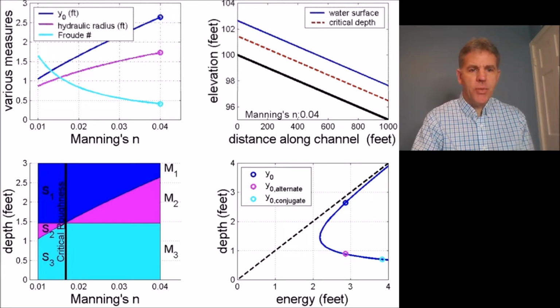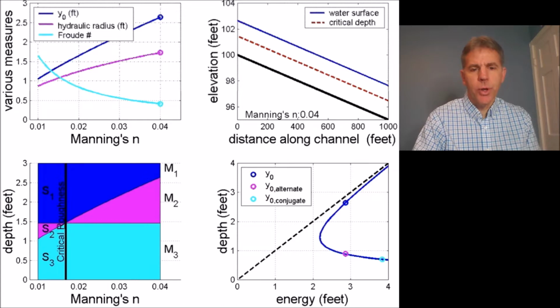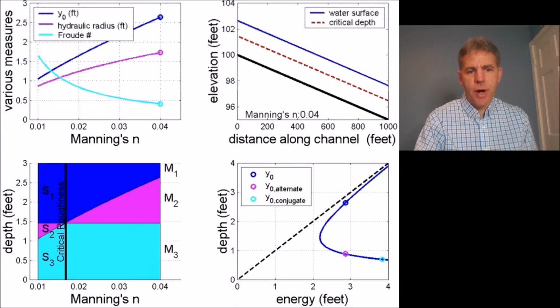This animation is one in a series of videos I've made that examines how normal depth varies with several different channel or flow properties. Here we examine the role of Manning's roughness parameter. Before we start this animation, let's go over the different subfigures on the screen.